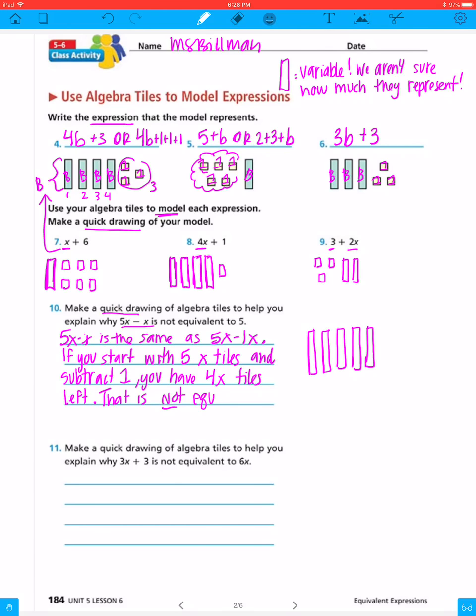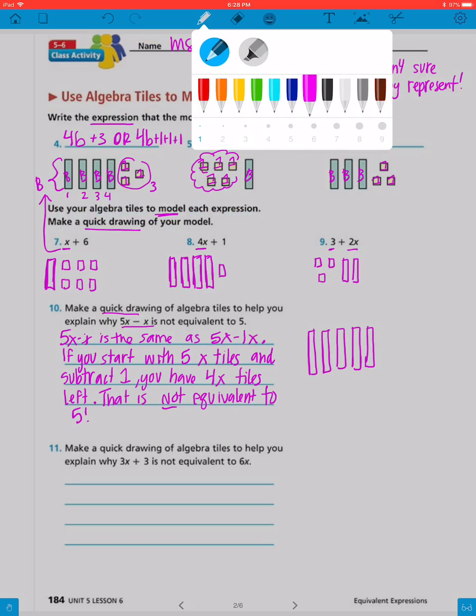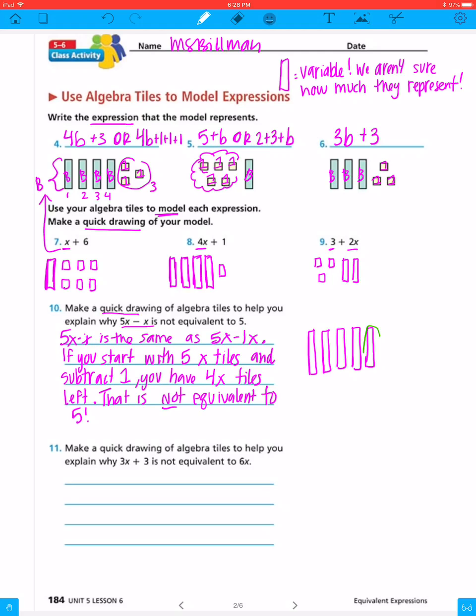So if you were to do that again with your model, you would show that with a circle around one of the x's and crossed out. That's like the universal sign of subtraction in these things. And you'll see I did it, crossed it out, and that's what 5x minus 1x looks like. So press pause and try number 11 on your own.